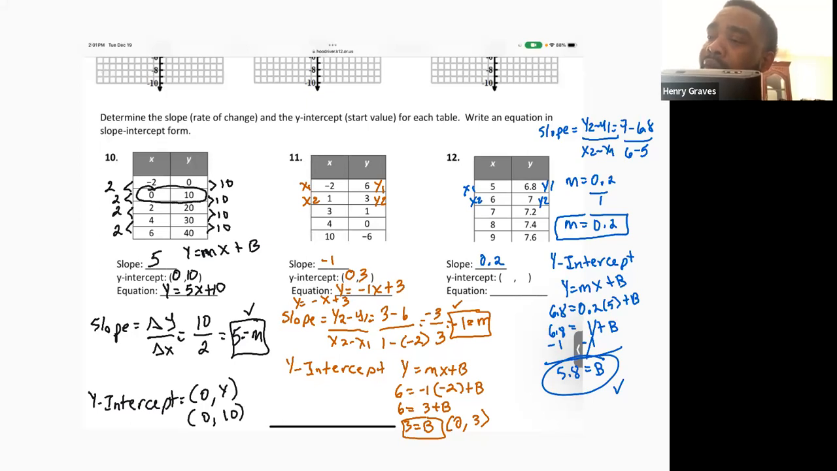We have 0 and 5.8. So y would equal 0.2x plus 5.8. And I'm done.